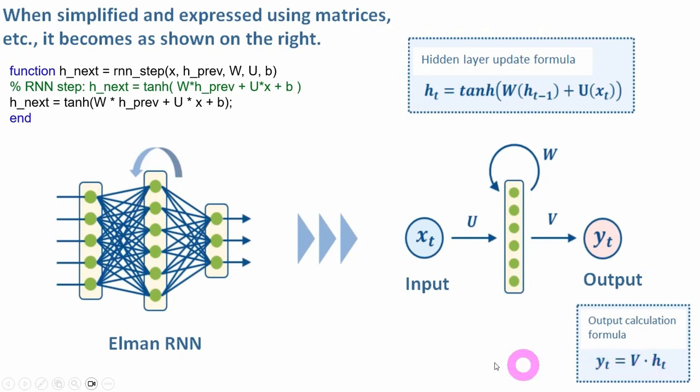So in summary, for an Elman RNN, the hidden state is updated using a simple formula, and the output is calculated from that hidden state. The feedback of the previous hidden state through matrix W is what makes it recurrent. That's the basic mathematical form.